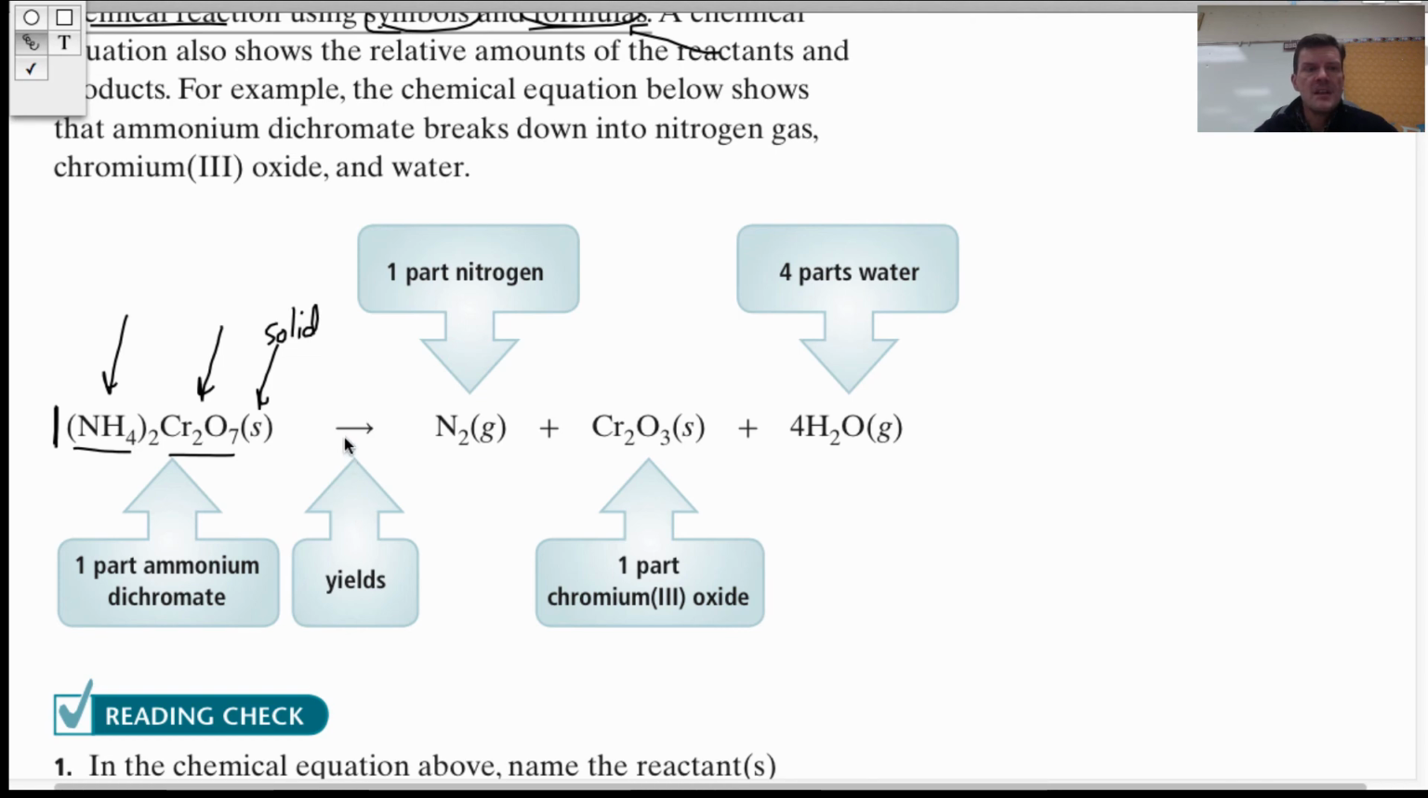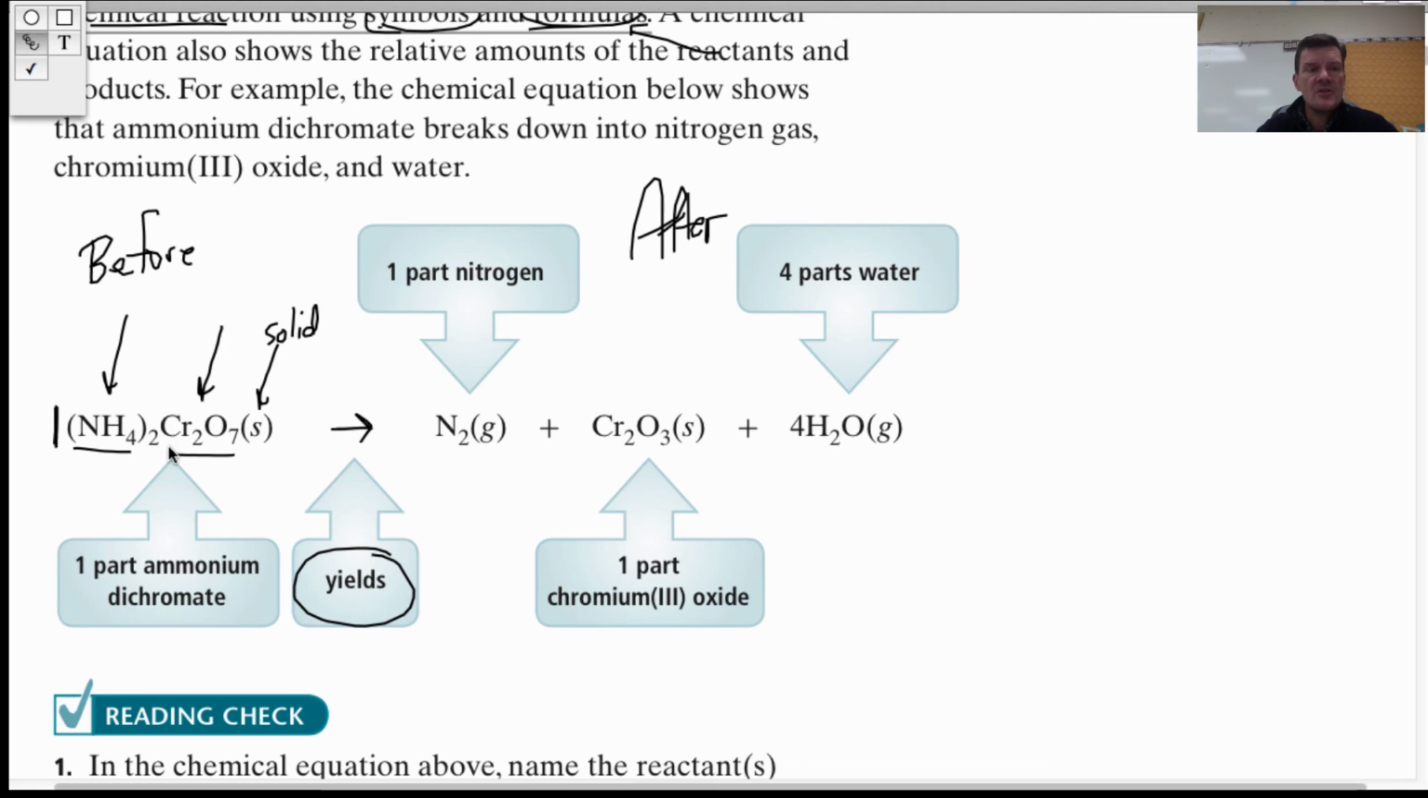Then through some process, some reaction, something happens to this, and it's going to break apart. And this arrow tells us that something is going to happen. So this is before, and all of this is after the reaction over here. On the left of the arrow is before, on the right of the arrow is after. We sometimes say yields. In other words, this reaction yields something on the product side.